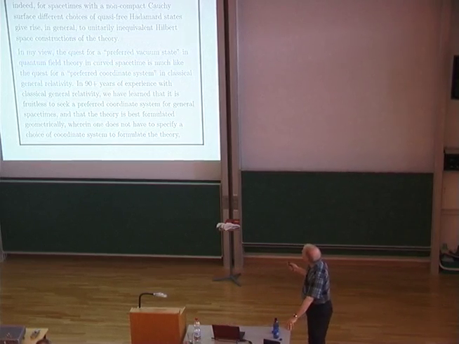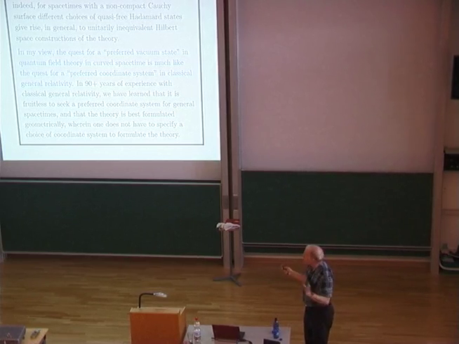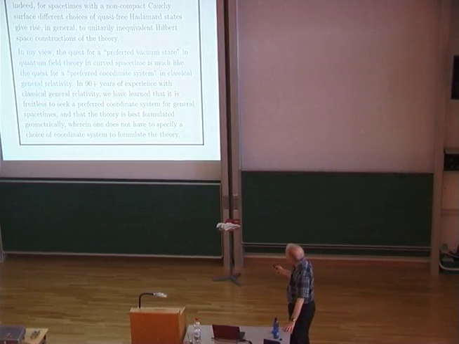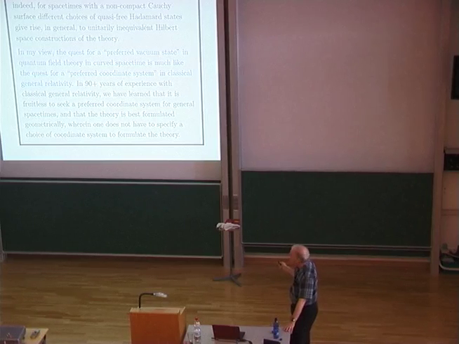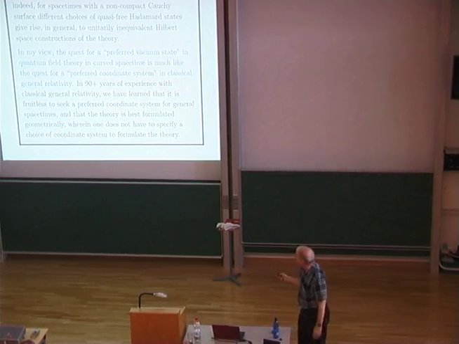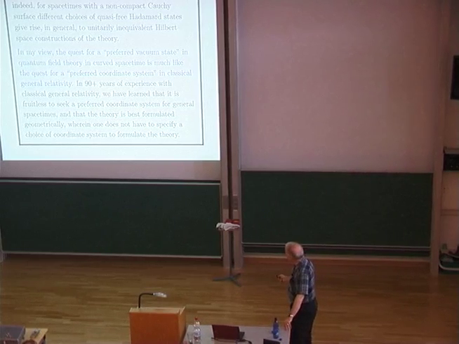Even worse, as I've already indicated, if you have non-compact Cauchy surfaces... In the case where you have compact Cauchy surfaces, all of the Fock representations that you get by choosing different quasi-free Hadamard states lead to the same representation. But in the case with a non-compact Cauchy surface, that's not true, and you get unitarily inequivalent Hilbert space constructions of the theory. So not only is there not a unique vacuum state, there's not a unique Hilbert space that one can pick out by any criteria that seem reasonable in the absence of symmetries.